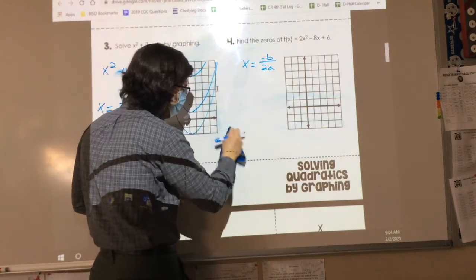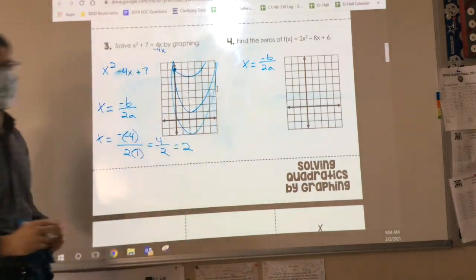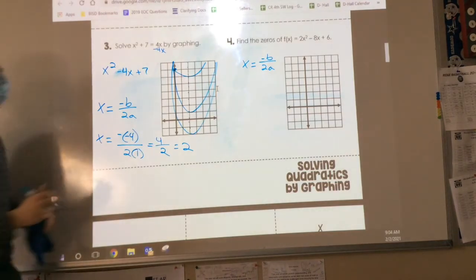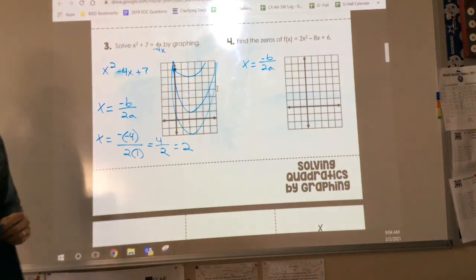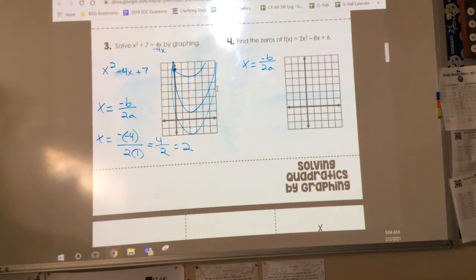Once you think you've set it up, let me know, and I'll check it before we start solving for it. Hayden, what do you think? 2. You think the axis of symmetry is 2? Okay. Can anybody help me set it up so that we can see what it looks like to get it to be 2? Steven, what would you do?